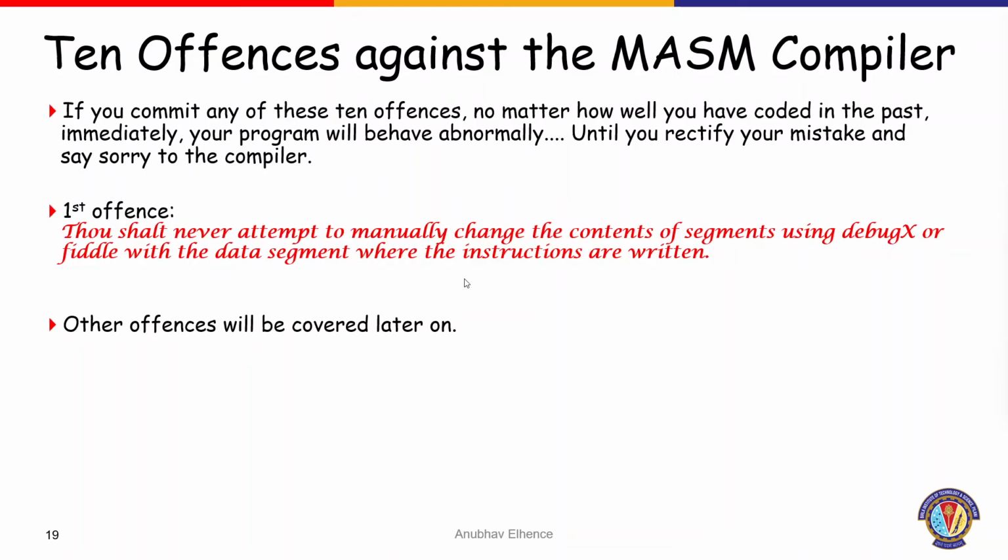So there will be 10 offenses against the MASM compiler. And if you commit any of these 10 offenses, no matter how well you've coded in the past, immediately your program will start to behave abnormally and you'll have no idea why it is happening. So until you rectify your mistake and say sorry to the MASM compiler, you won't be forgiven.